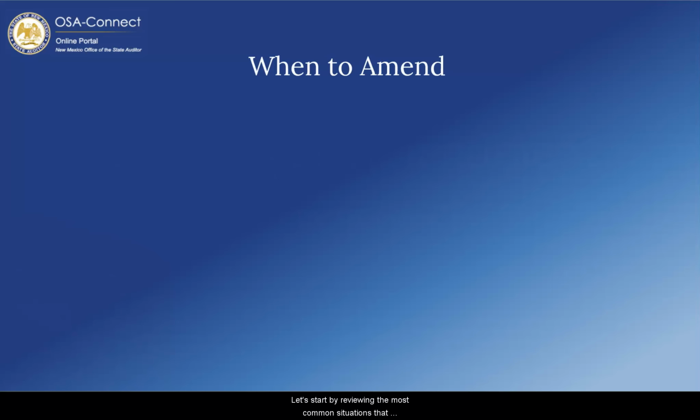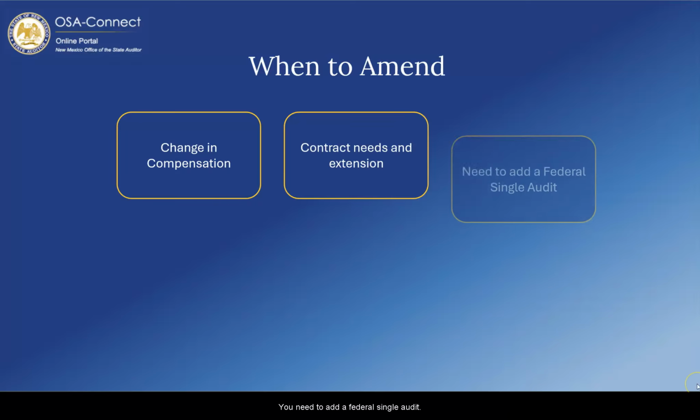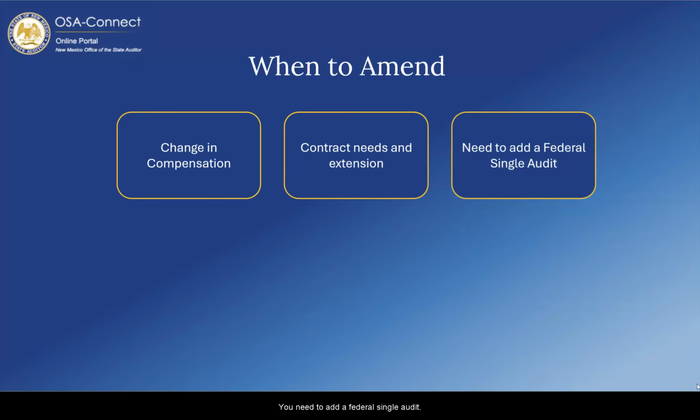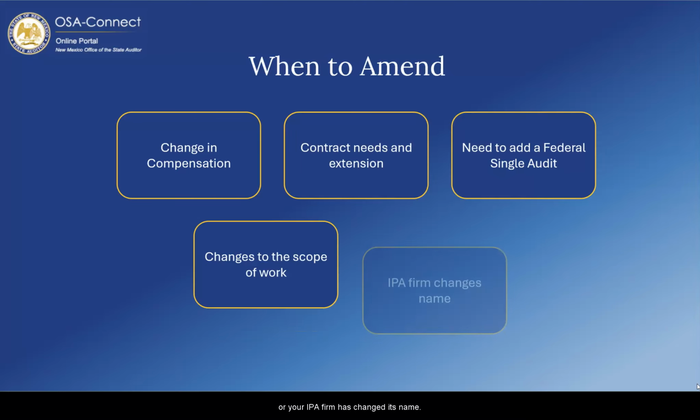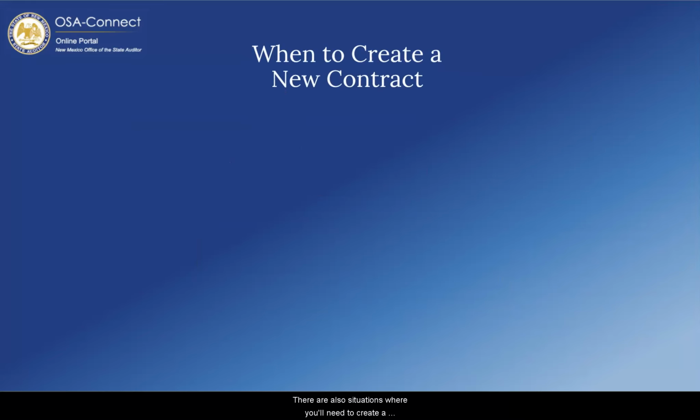Let's start by reviewing the most common situations that require an amendment to your contract. You'll need to create an amendment when there's a change in compensation, your contract needs an extension, you need to add a federal single audit, there are changes to the scope of work, or your IPA firm has changed its name.